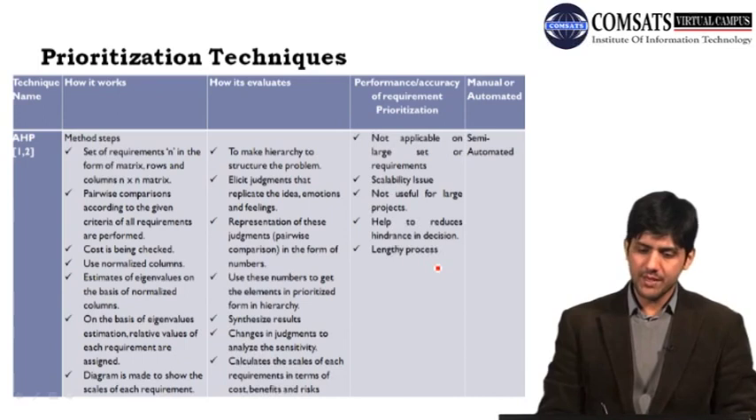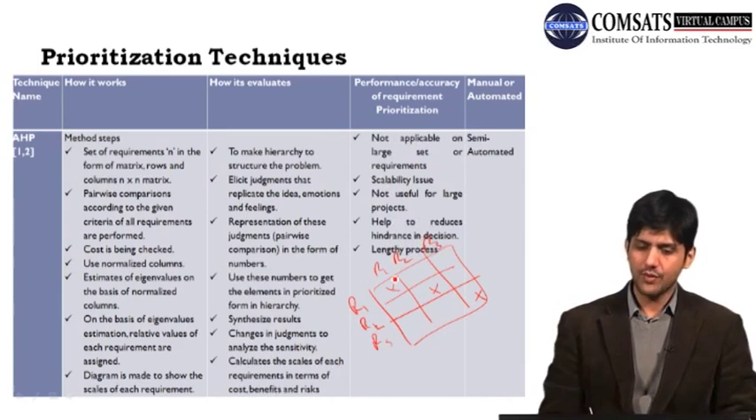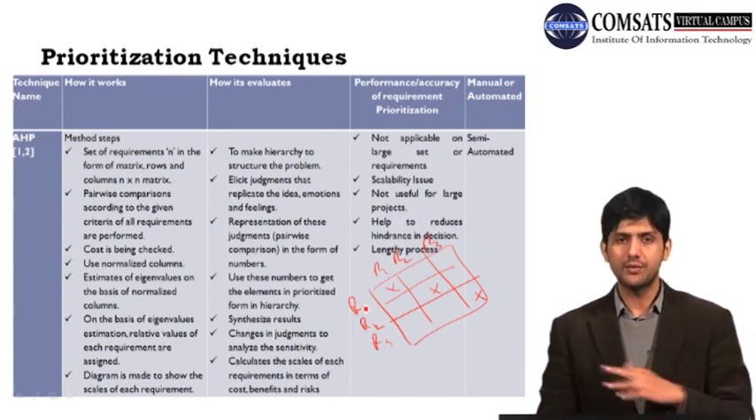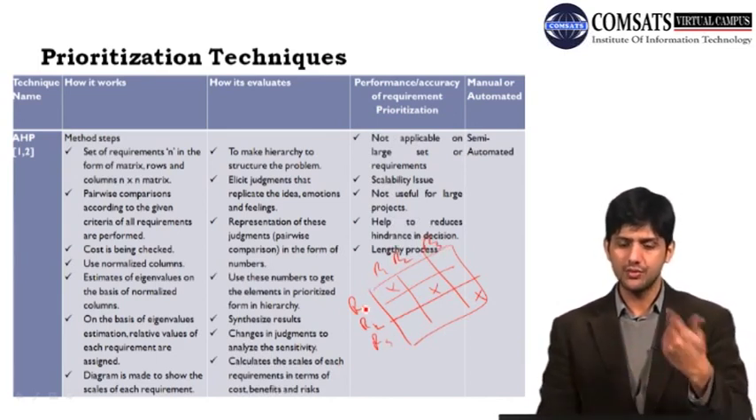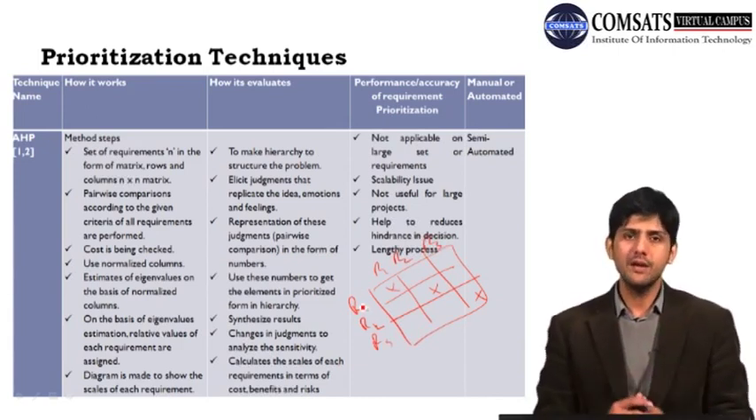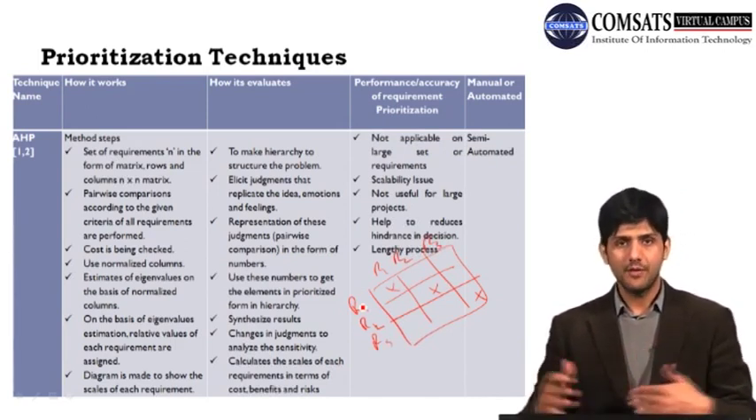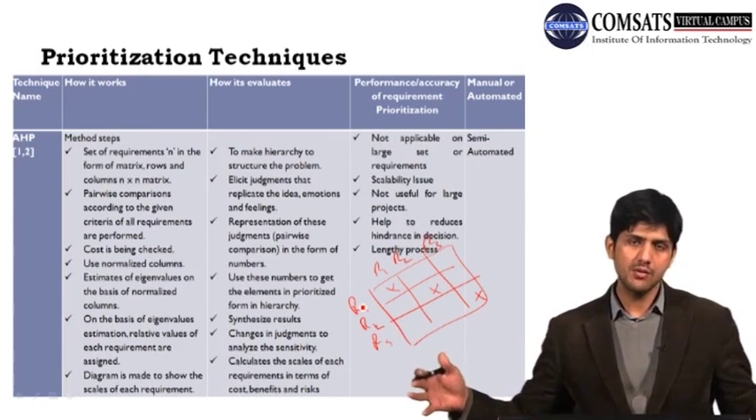What we'll do is make a matrix. We'll have R1, R2, R3 as 3 rows and 3 columns. So let's not worry about the details of these. What we are going to do is compare R1 to R2 and R3. Similarly, we are going to compare R2 to R1 and R3, and R3 to R1 and R2. And we are going to evaluate which requirement is more important than the other requirement. And we are going to do it with multiple stakeholders.